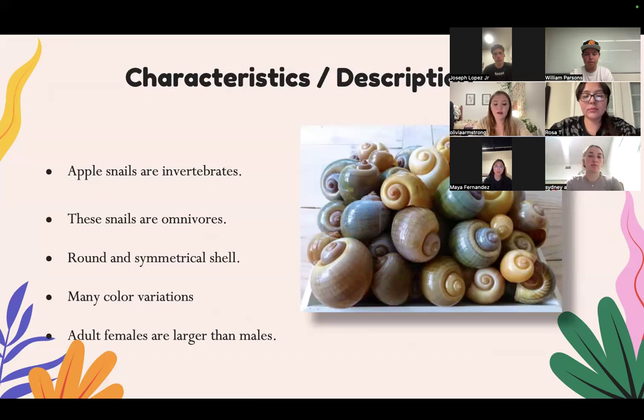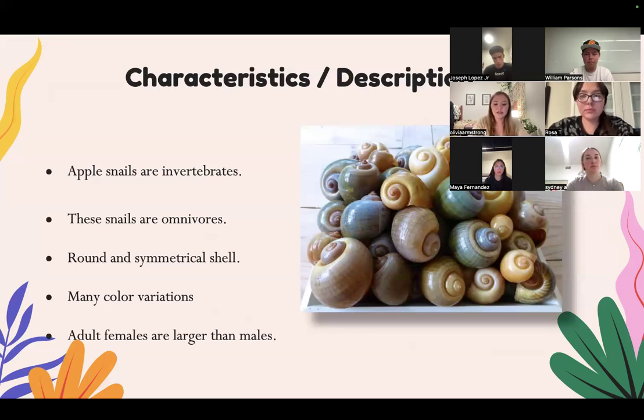omnivores, feeding on a diverse diet that includes plant matter, algae, and small invertebrates. These varied diets contribute to their adaptability to thrive in different aquatic environments as they easily adapt to the available food resources. Another interesting aspect of apple snails is their sexual dimorphism.